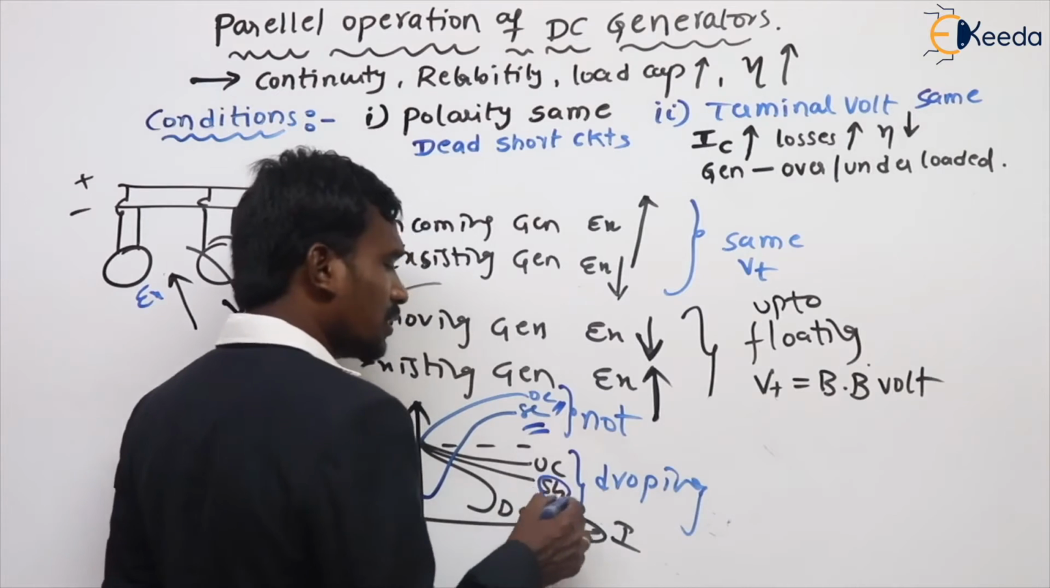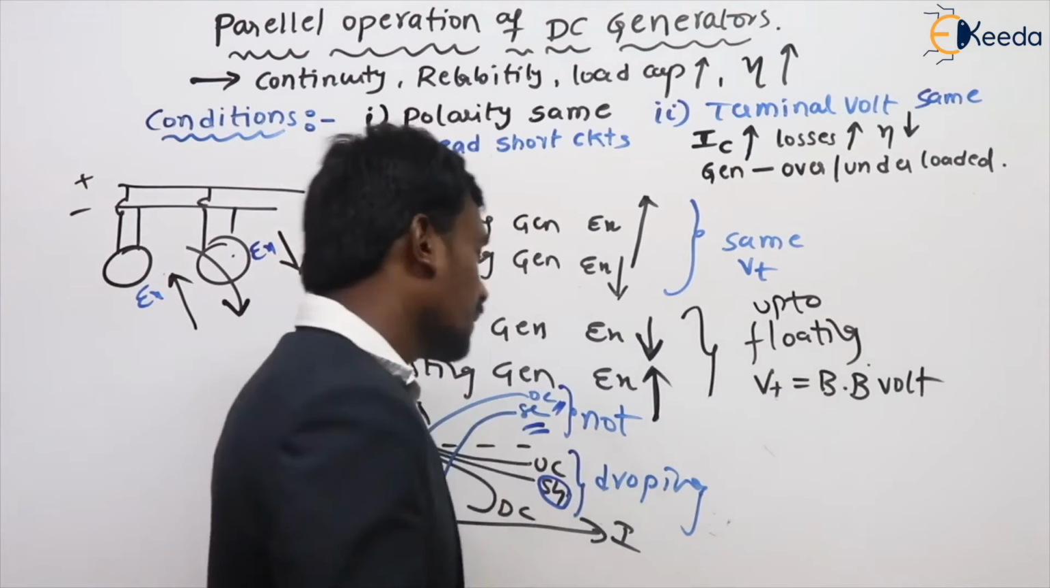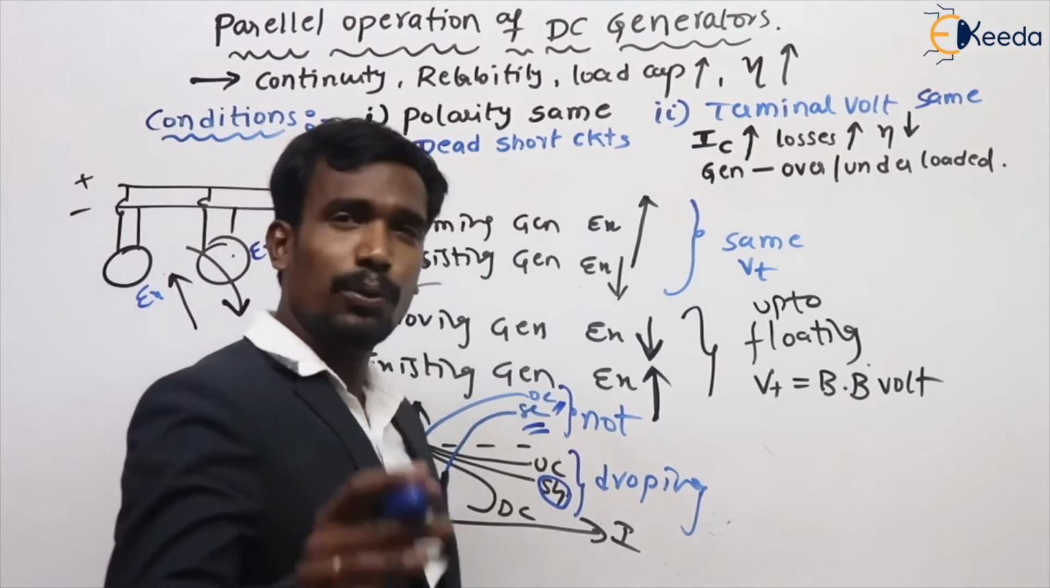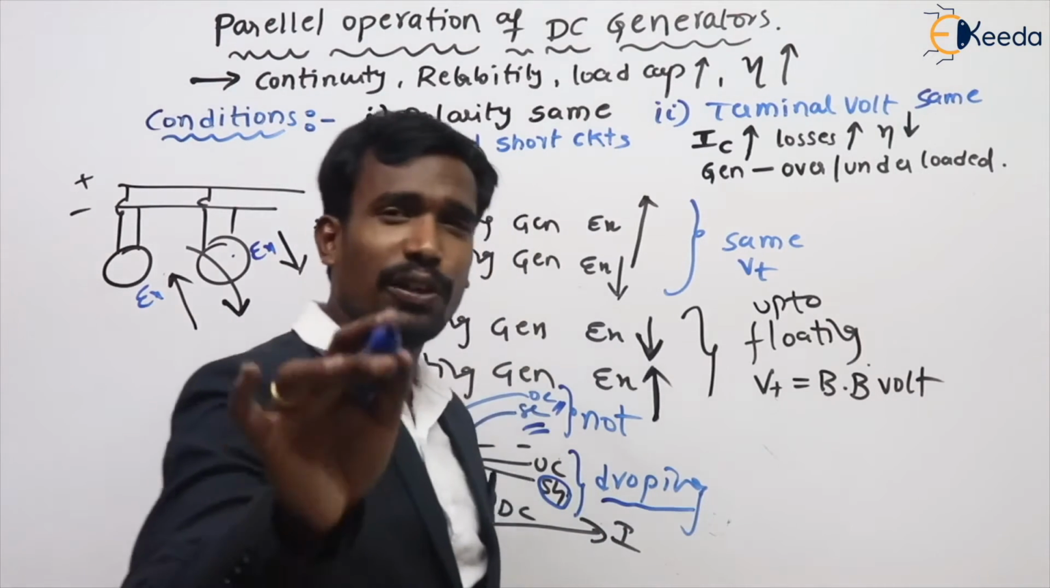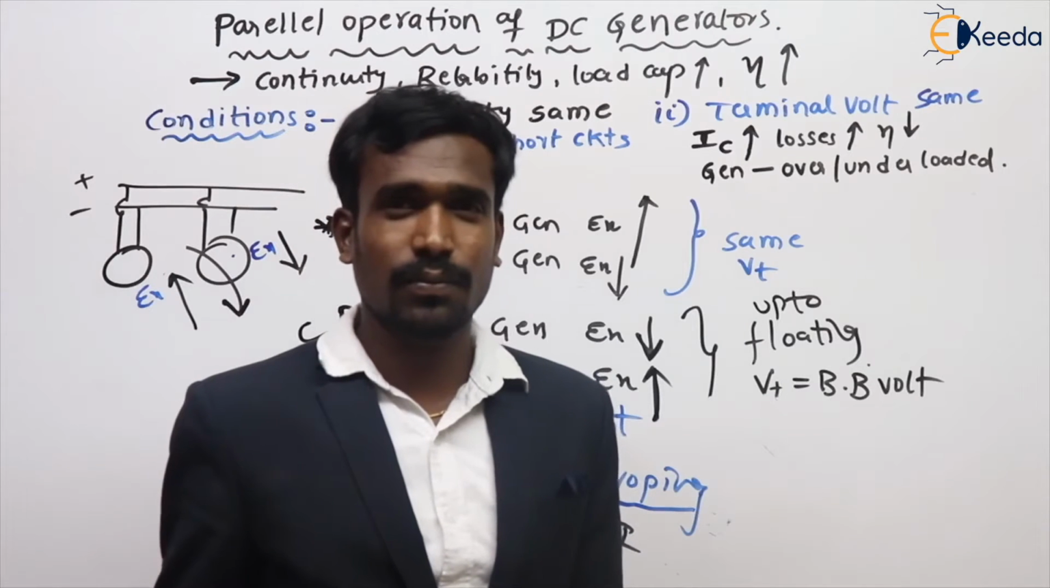In general, the shunt generator is more preferable, and the under compound and differential compound generators also pose no problem, since they have the drooping characteristics, which is perfect for parallel operation.